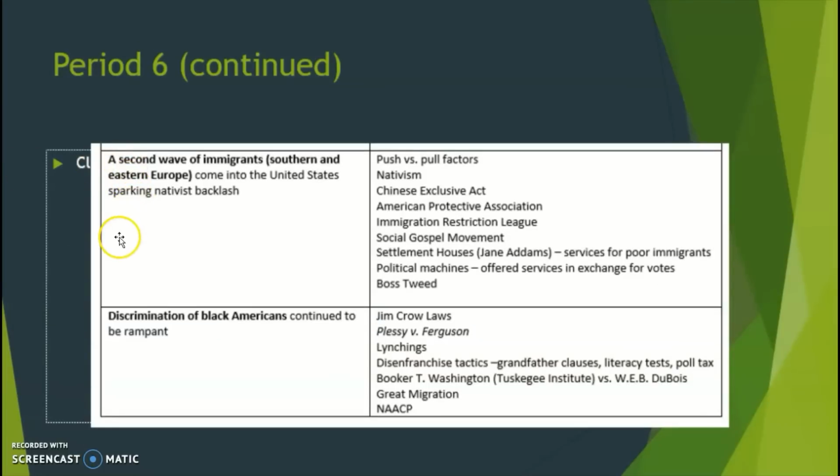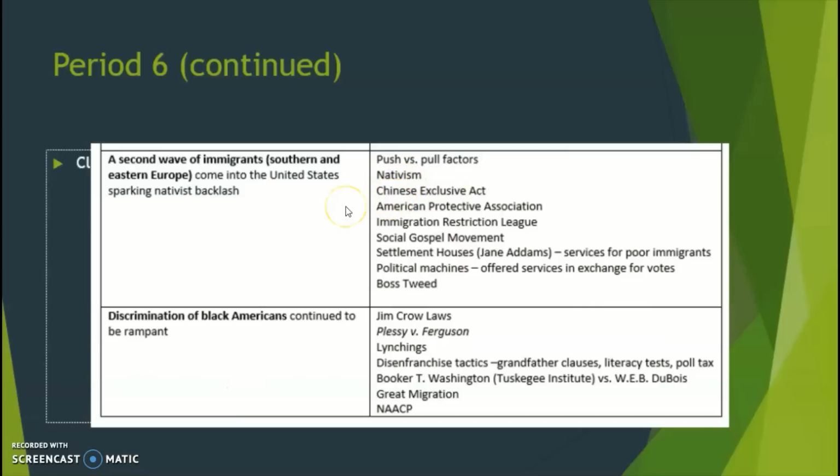So also in period 6 to mention, we're going to have a second wave of immigrants, this time from Southern and Eastern Europe. And we're going to have a nativist backlash here. So there are push and pull factors. Some are looking to escape dictatorships, religious persecution, while others are looking to come to the United States for the purpose of jobs, the economy. Yet it's critical to note that, again, there is this nativist backlash.